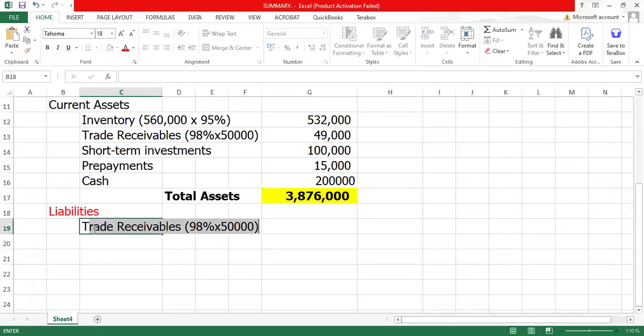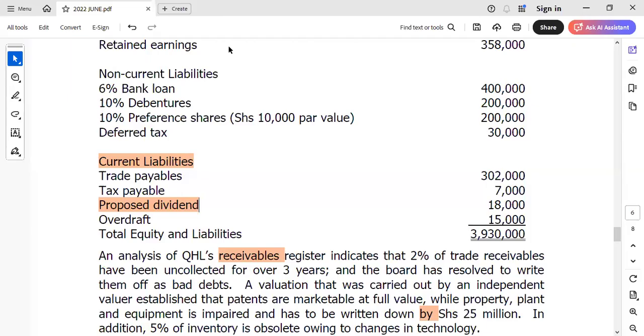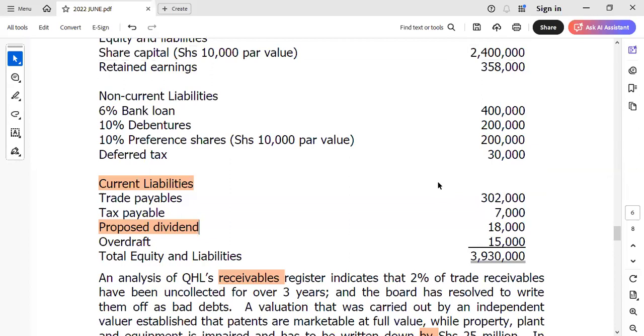Give me the total liabilities. Who can tell me the reason why we exclude the proposed dividends? You can see the answer in the chat. Why do we exclude the proposed dividend? As you add, don't include the proposed dividend. Add other things, but exclude the proposed dividend.